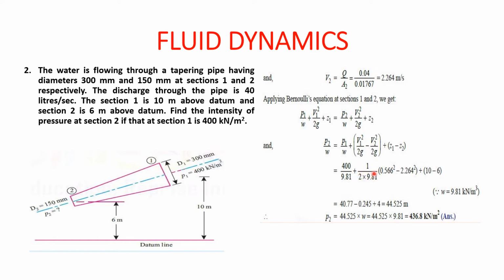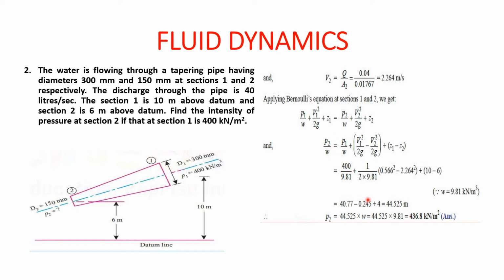Plus V1 square by 2G. Right. So here 1 divided by 2G is taken as it is. So 2 into 9.81. Here V1 is 0.566. So 0.566 square minus 2.264 square plus 10 minus 6. So now you will see here that your 40.77 minus 0.245 plus 4, so we get this value as 44.525 meters. So this is P2 by W value.